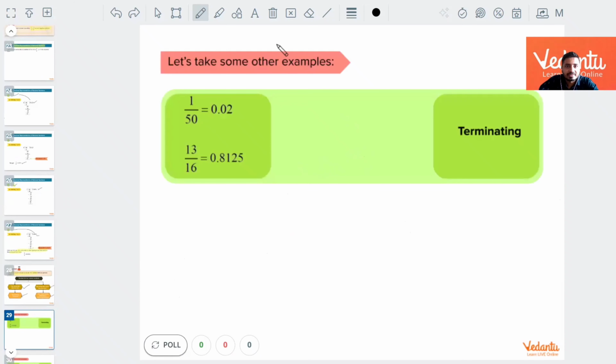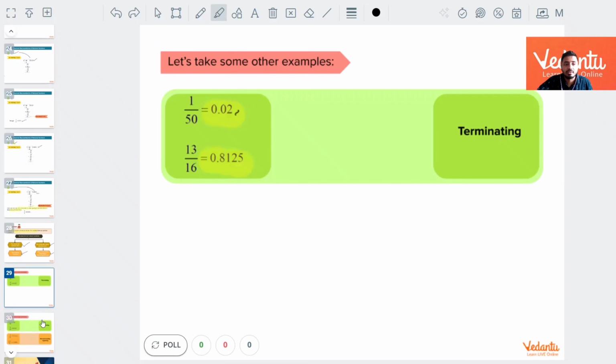Now, let us take some other examples. 1 by 50. What is the answer of 1 by 50? 0.02 is the answer. It is terminating. Terminating means ending. It is ending here. Clear? 13 by 16. On dividing 13 by 16, what are we getting? 0.8125. It is also terminating, that means it is ending.